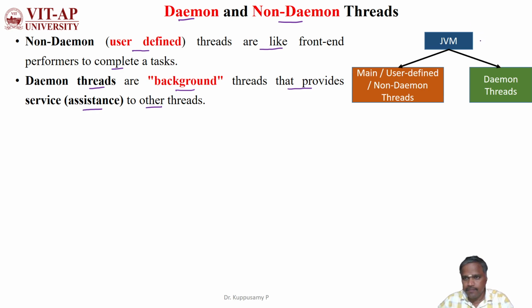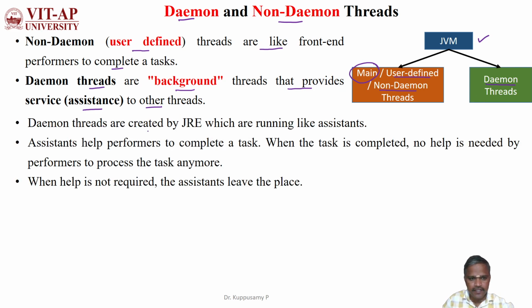As per the block diagram, the Java virtual machine has different types of threads. That thread is called the main thread, or another term is user-defined thread, or another term is non-daemon thread. And another category is daemon threads. The daemon threads are created by the Java runtime environment to give assistance to other threads. For example, in real time, assistants help the performers to do the job or complete the task successfully.